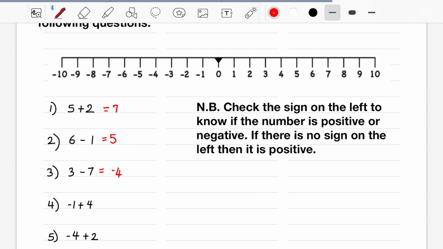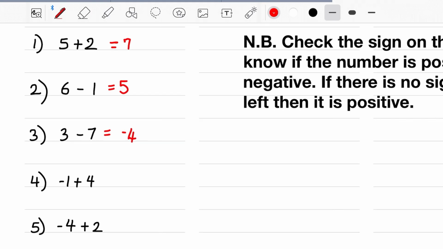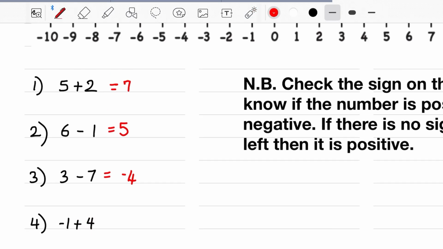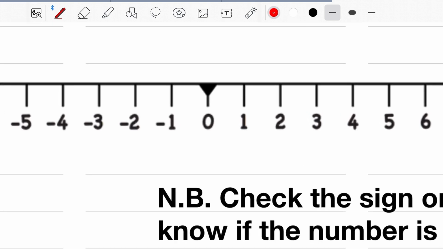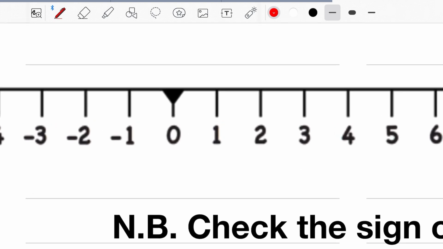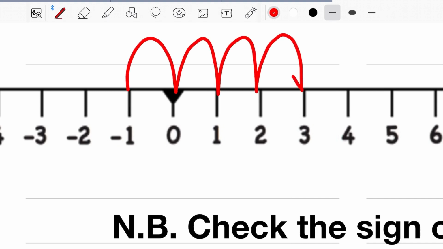Moving on to question 4. Question 4 is minus 1 plus 4. So we are starting at minus 1, moving to the right, and we are moving 4 spaces to the right. So starting at minus 1, we're moving 1, 2, 3, 4 spaces to the right. So our answer is positive 3.